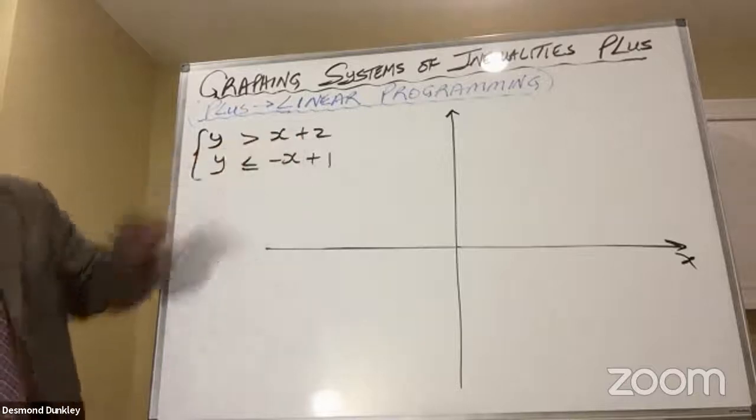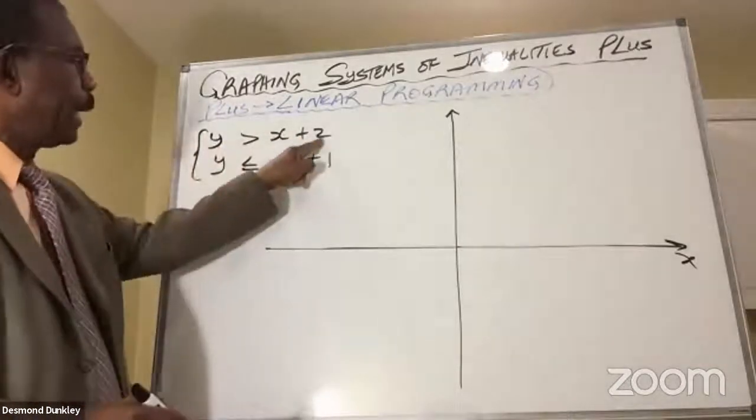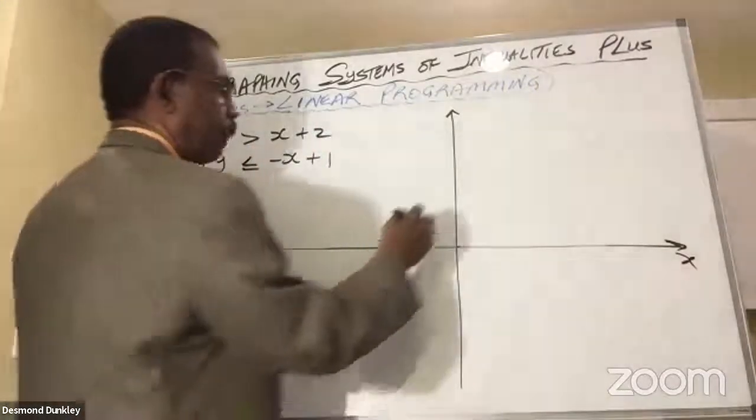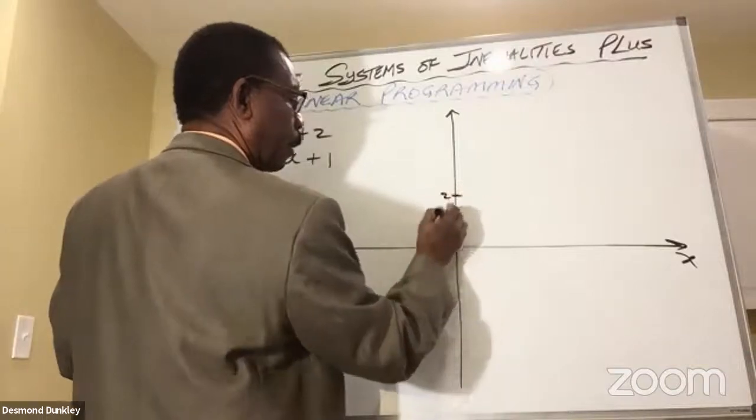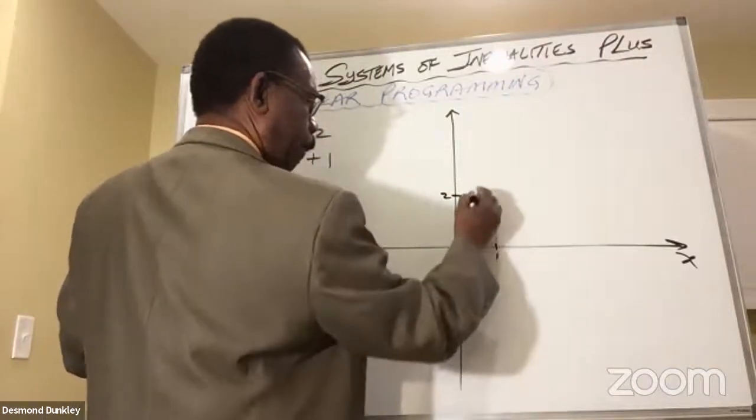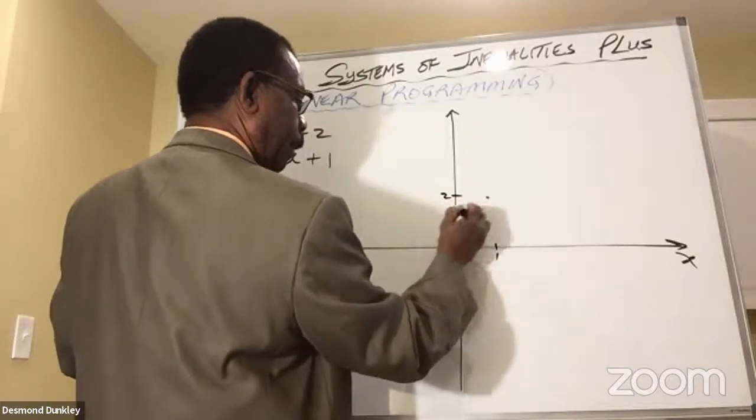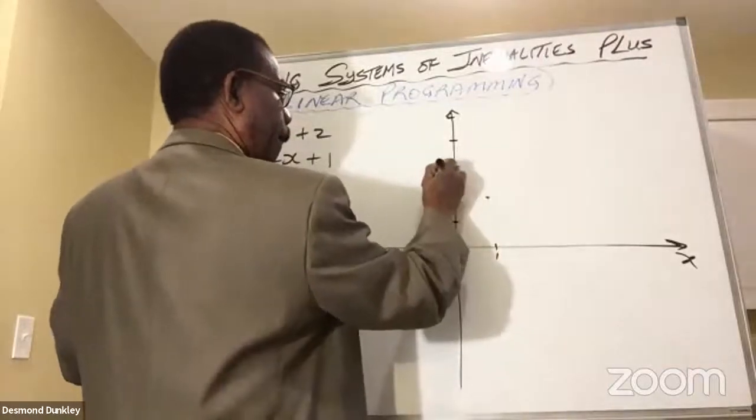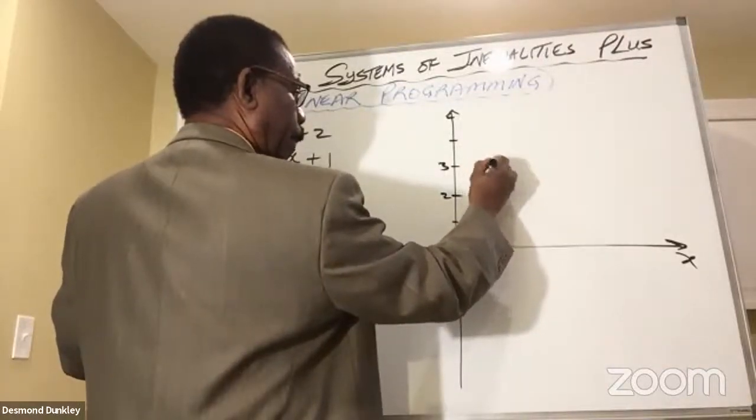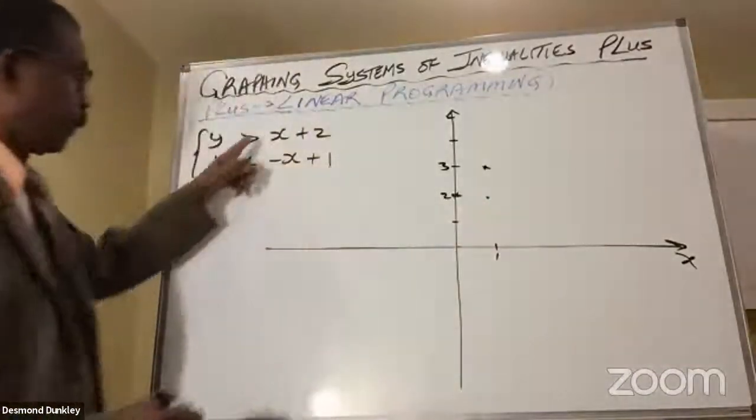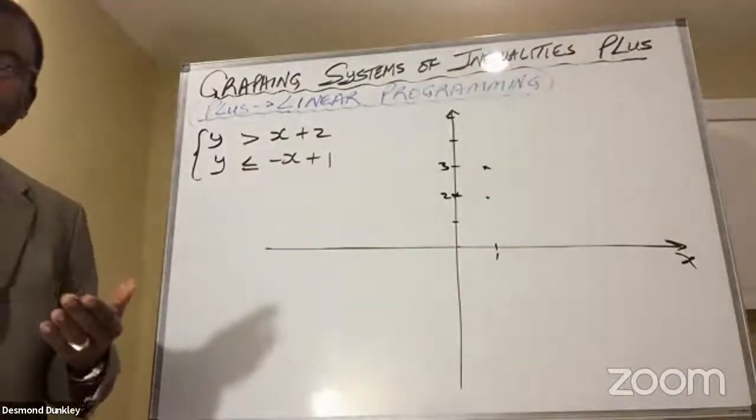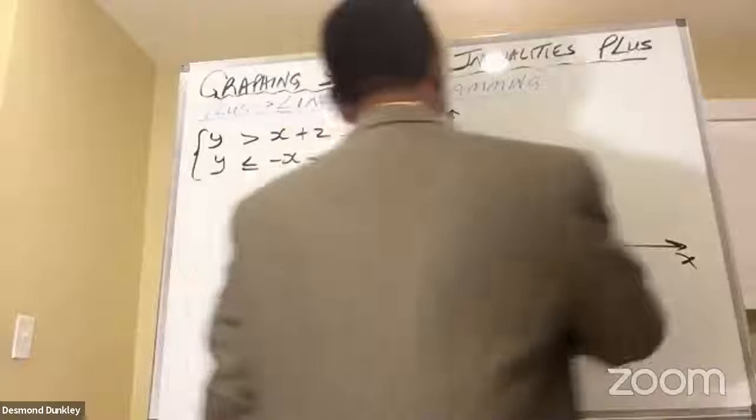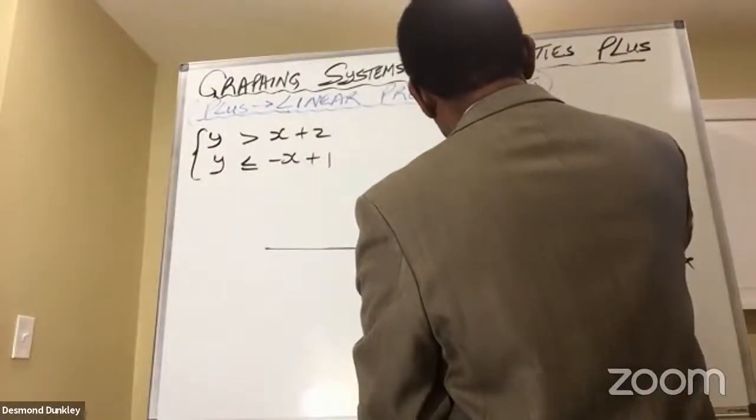y is greater than x plus 2. As I look at this, I know that the y-intercept is positive 2 and the slope is positive 1. So I go to positive 2, I go across 1, and it's going to go up 1. So these will be 2 points on the first graph. The first graph says greater than, so it is a dotted line. So it's going to look something like this.